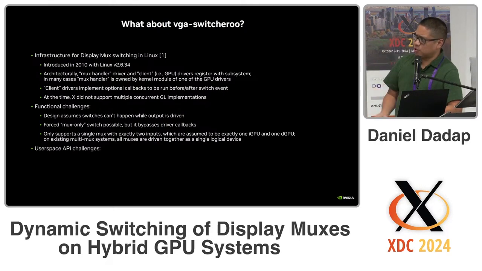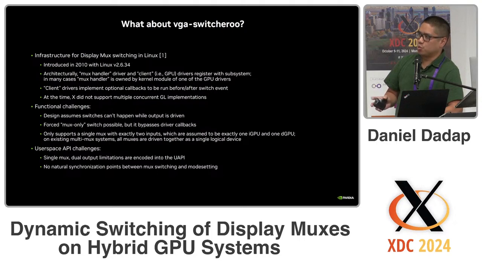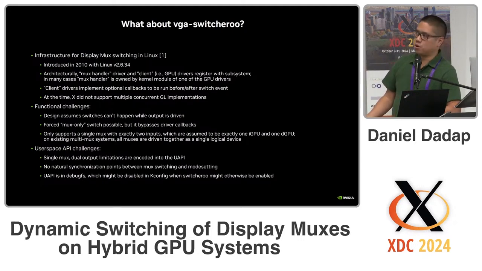Some of these functional challenges are reflected in the user space API. The big one, again, is this single Mux, dual input assumption that's baked into the user space API. There's also no natural synchronization point between switching the Mux and doing mode setting work. And another one, which is unrelated to the rest of the design, is that the user space API is in debugfs. And if your distro has disabled debugfs for security reasons, then you're out of luck and no vga-switcheroo for you.